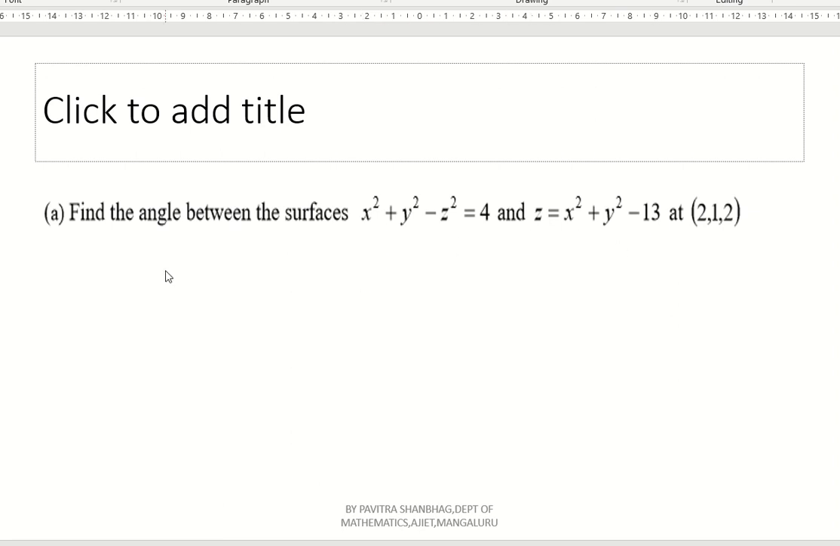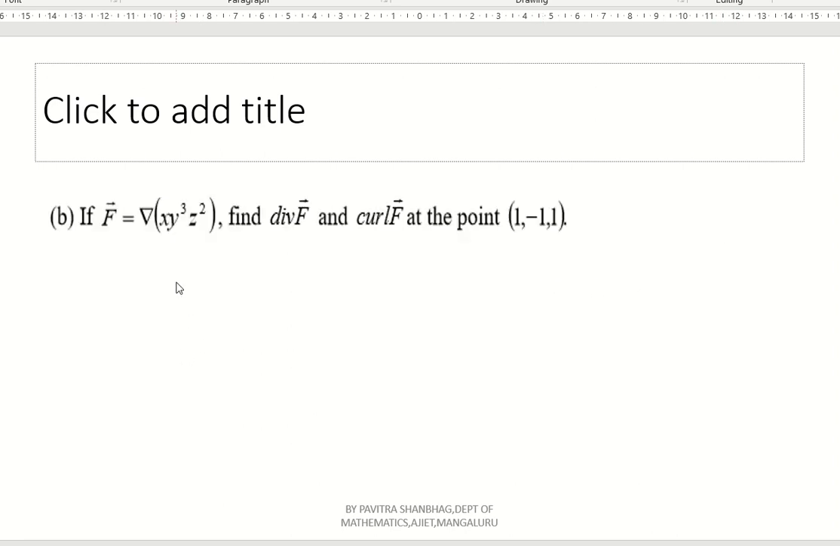Now with the help of the gradient operator, you have to obtain del phi 1 and del phi 2 and use the formula cos theta equal to what? Del phi 1 dot del phi 2 by the product of their magnitudes. But after obtaining del phi 1, you have to put in the values wherever x, y, z are available. Similarly, you have to solve this one. Del of x y cube z square is given. First you have to choose this as phi, then obtain del phi with the help of the gradient definition. Then it will convert to vector f. Now we have to obtain the divergence and curl of that at this point.